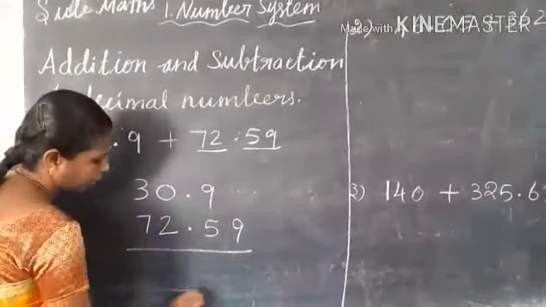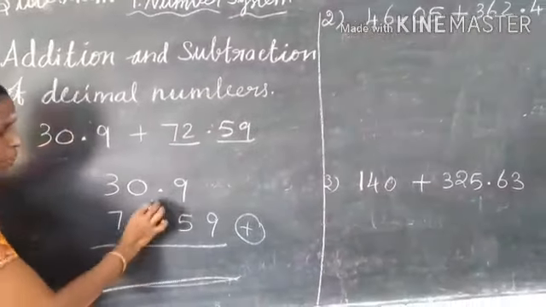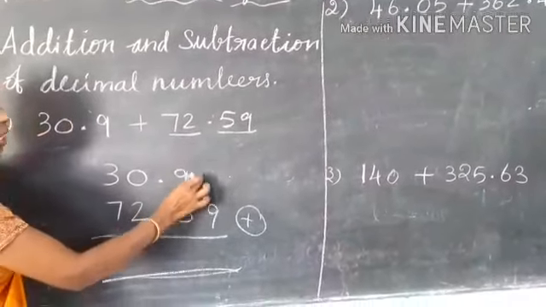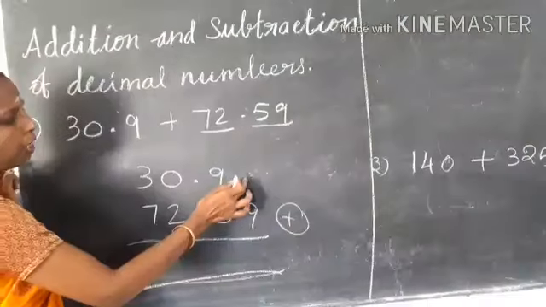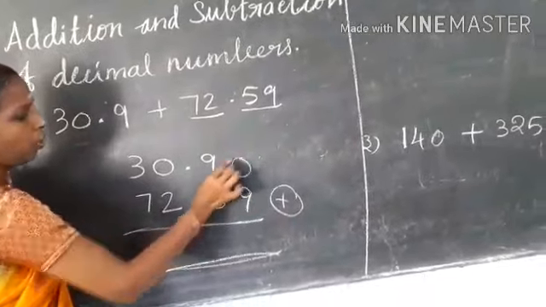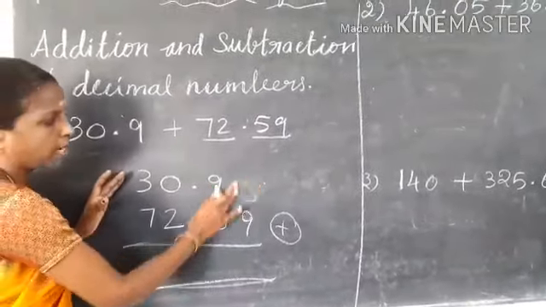In addition, we need not fill the empty place. In subtraction only we must fill the empty place. Otherwise, if we want, we can fill the empty place also by using 0. Are you clear, children? Add empty place no problem.